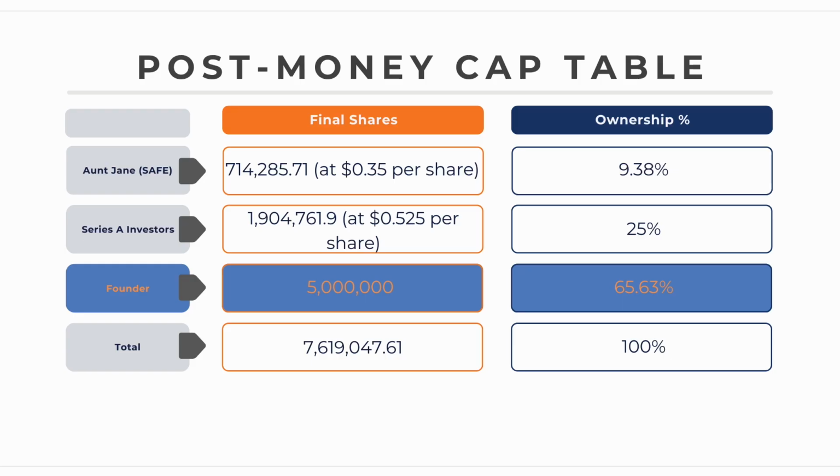And so when you look at it, at the end of the day, this is what your cap table will look like after Aunt Jane's SAFE converts, after the Series A venture capital comes in. You still have 5 million shares. Aunt Jane now has a little over 700,000. Our Series A investors have just over 1.9 million at a slightly higher price. That'll bring you to a total number of shares of just over 7.6 million. Your 5 million now only represents 65.6% of the company.